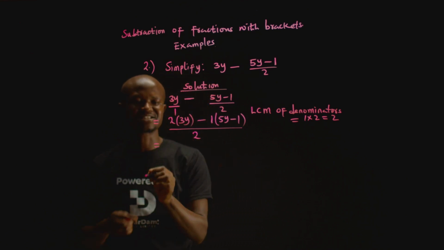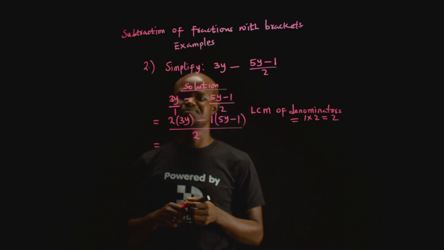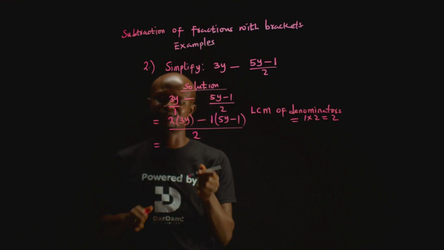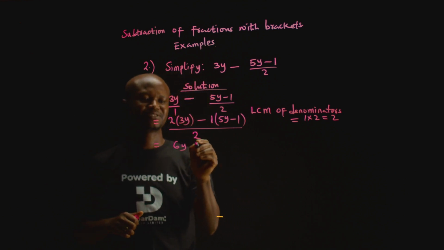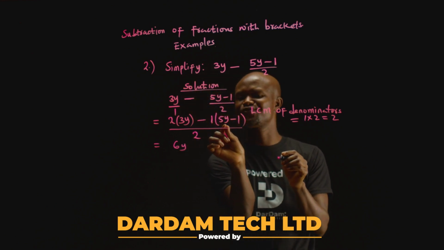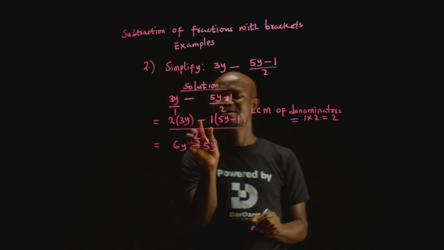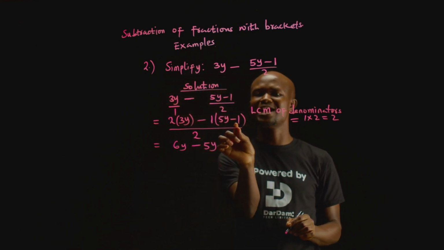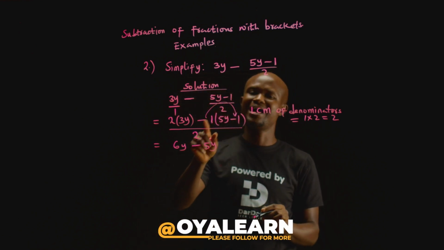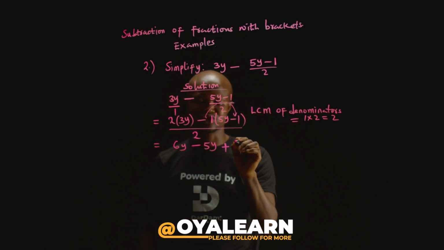The next thing for us to do is to expand the bracket. By expanding the bracket, what are we going to have? 2 times 3y, we have 6y. Now, we have minus 1 here. Minus 1 times 5y will give us minus 5y. Minus 1 times minus 1, that is this minus 1 multiplying this minus 1. Minus times minus is plus, and 1 times 1 will give us 1.